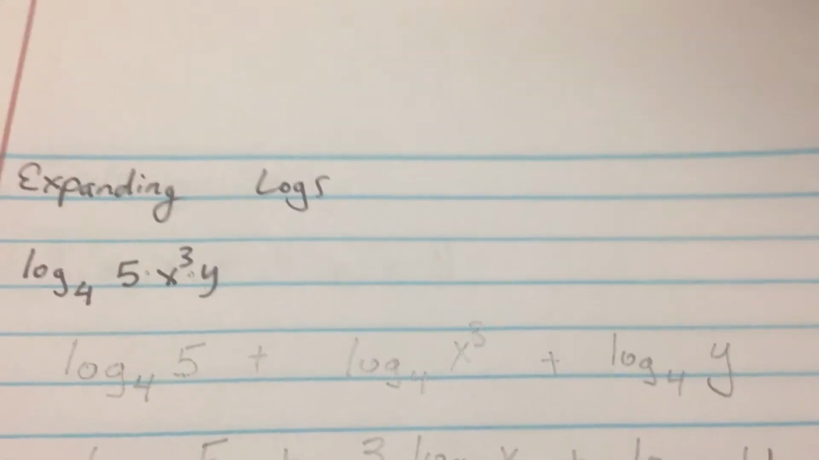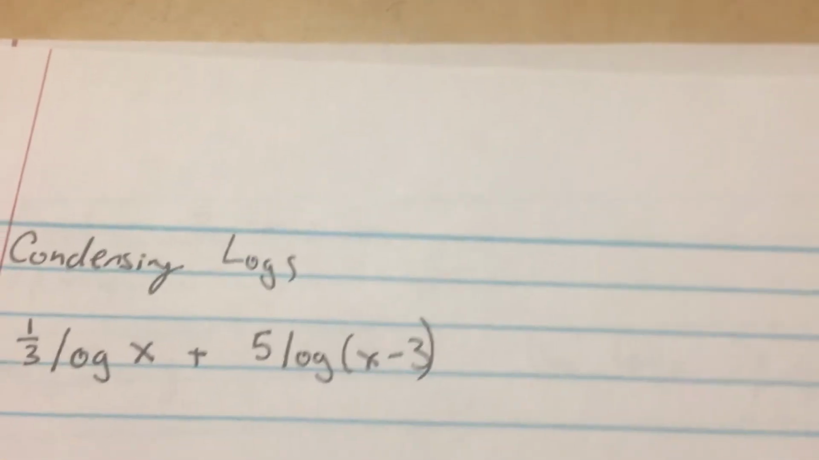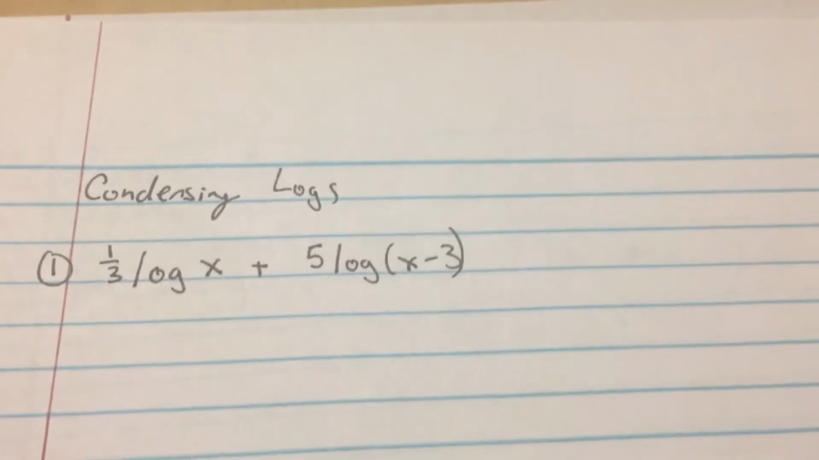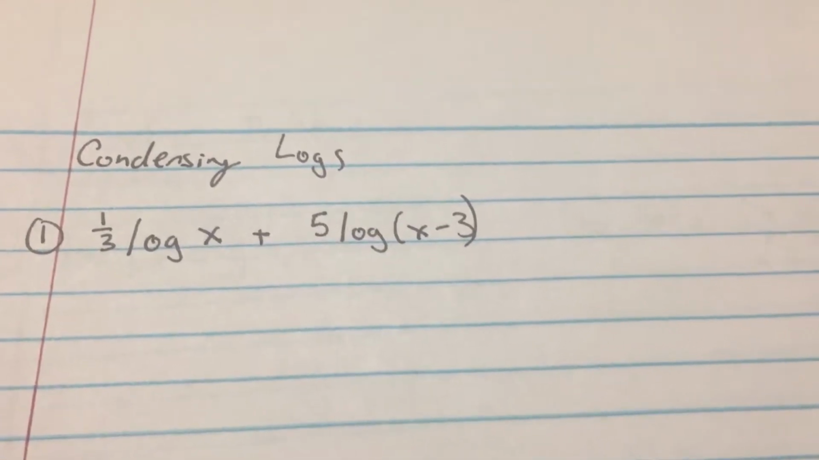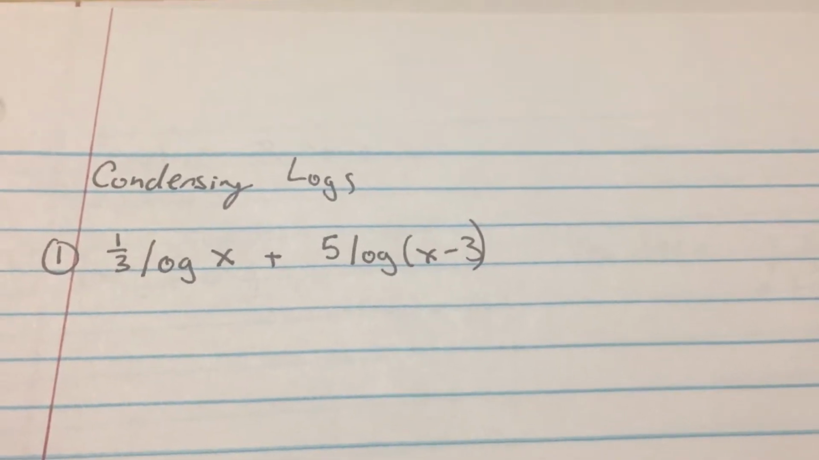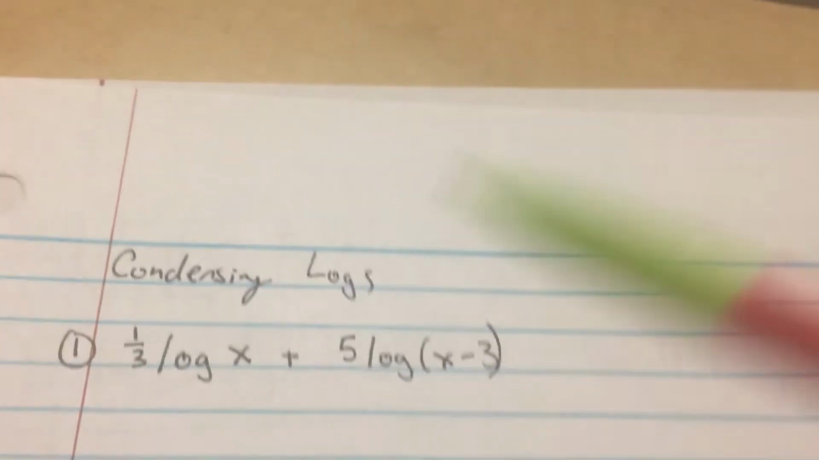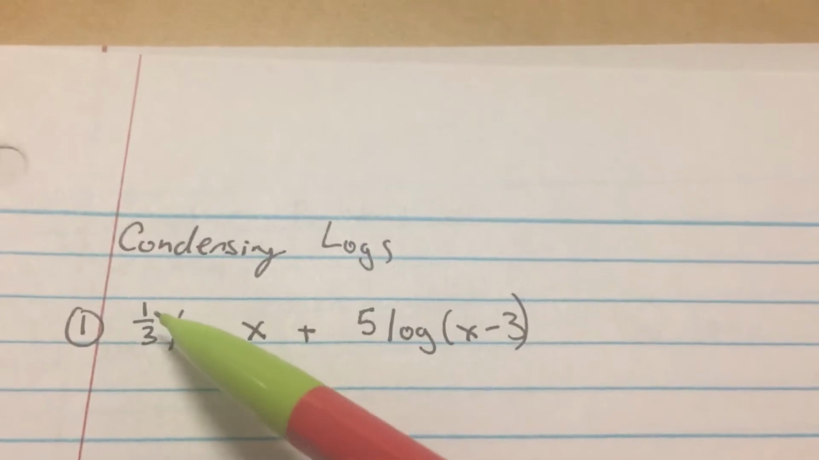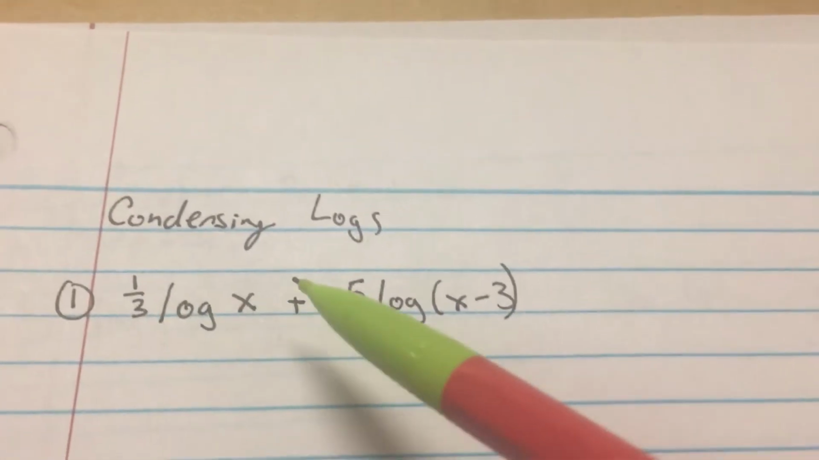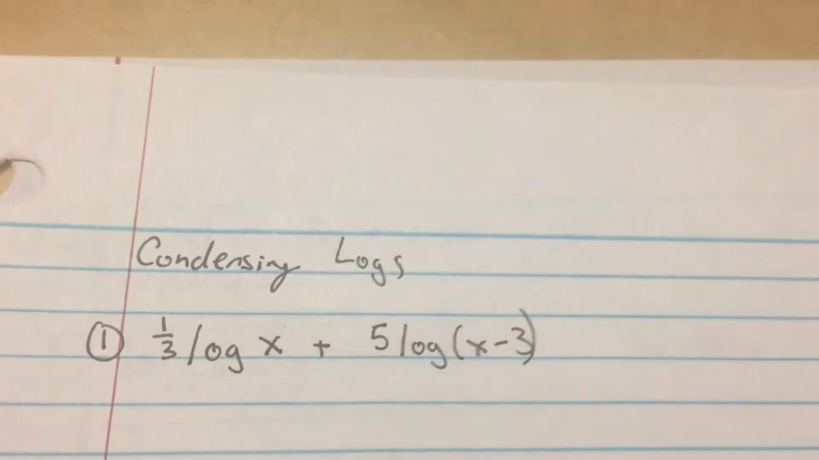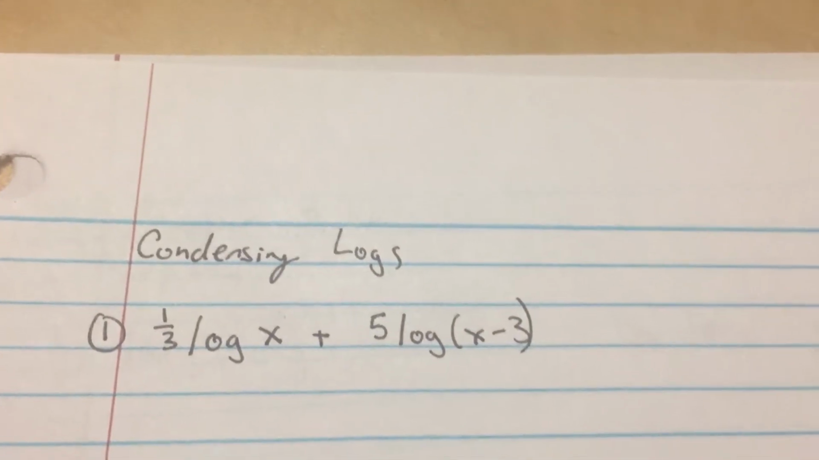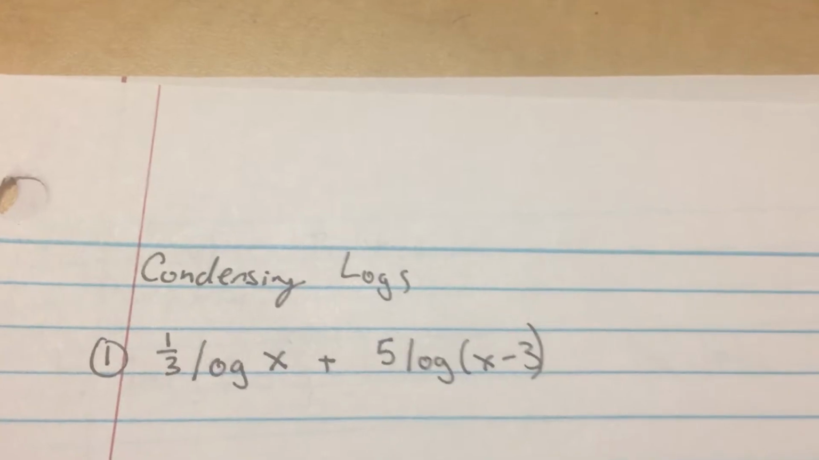So now what we want to do is we want to try to condense. So the whole idea about condensing is to write it as a single log, just like before. So it's almost like going backwards. With fractions at the beginning, I'm indifferent about how you can leave it. You can either leave it as an exponent or you can write it as a radical. Either way is perfectly fine.